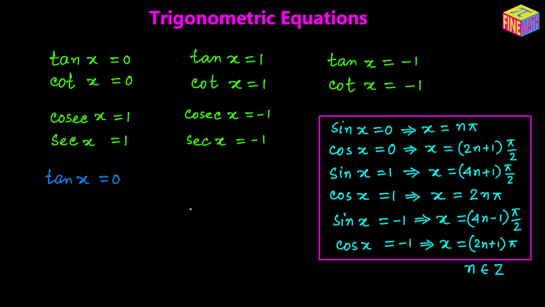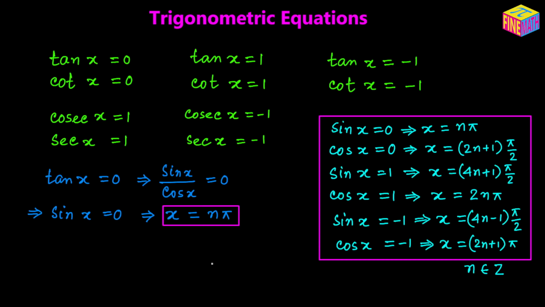Let's first discuss tangent of x equals 0. When tangent of x equals 0, can we write it as sine of x over cosine of x is equal to 0, because tangent is the ratio of sine over cosine? So from here we can clearly see that sine of x is equal to 0, and when sine of x is equal to 0, what is the general solution? Well, the general solution is x is equal to n times pi, where n is an integer. Of course, please assume that n is an integer. I'm not going to write it every time. Please assume that n is an integer, any integer. So this is the general solution for tangent of x equals 0.